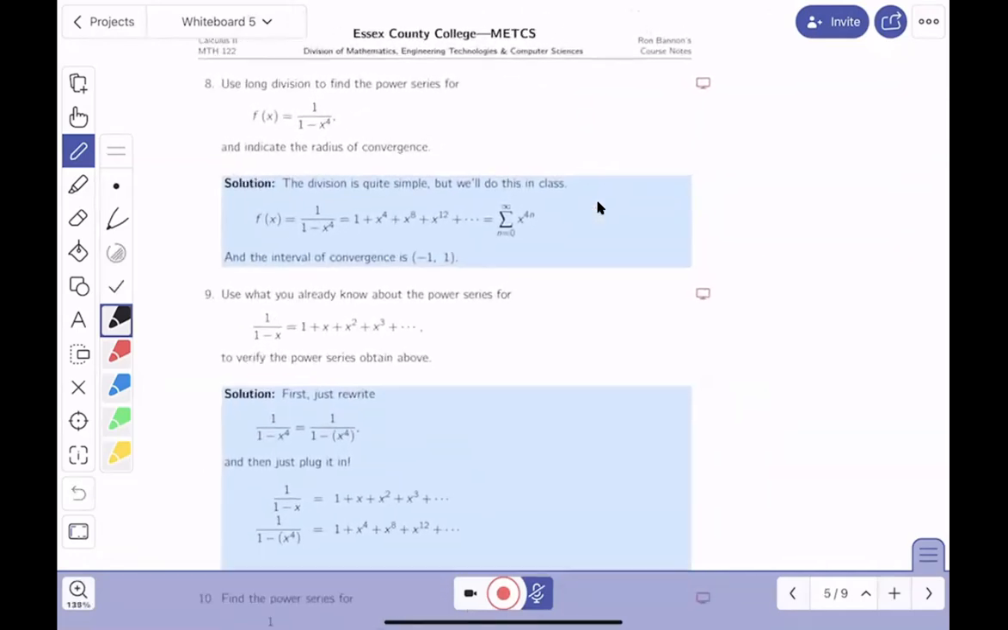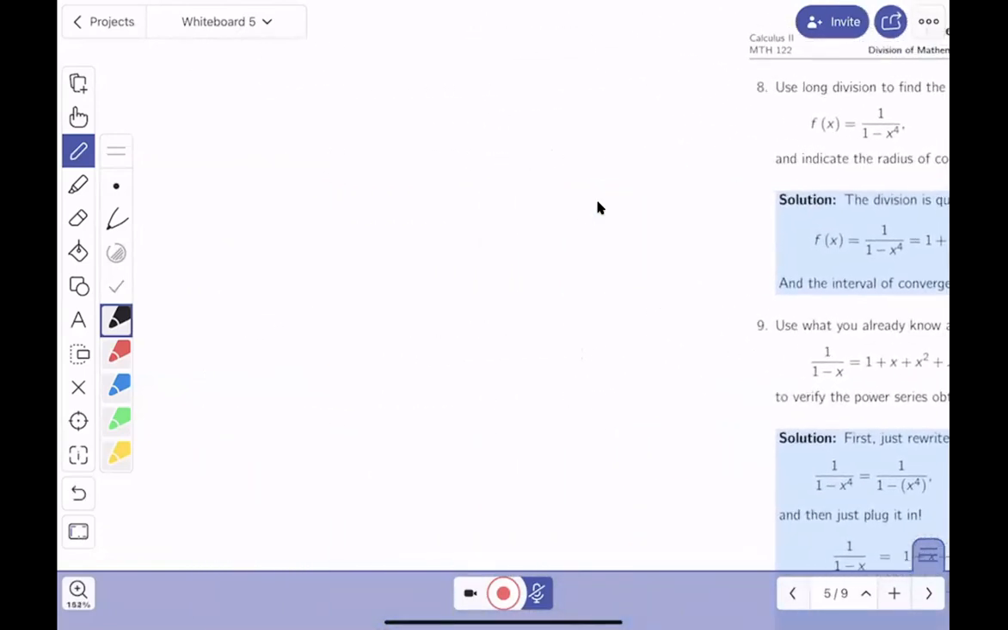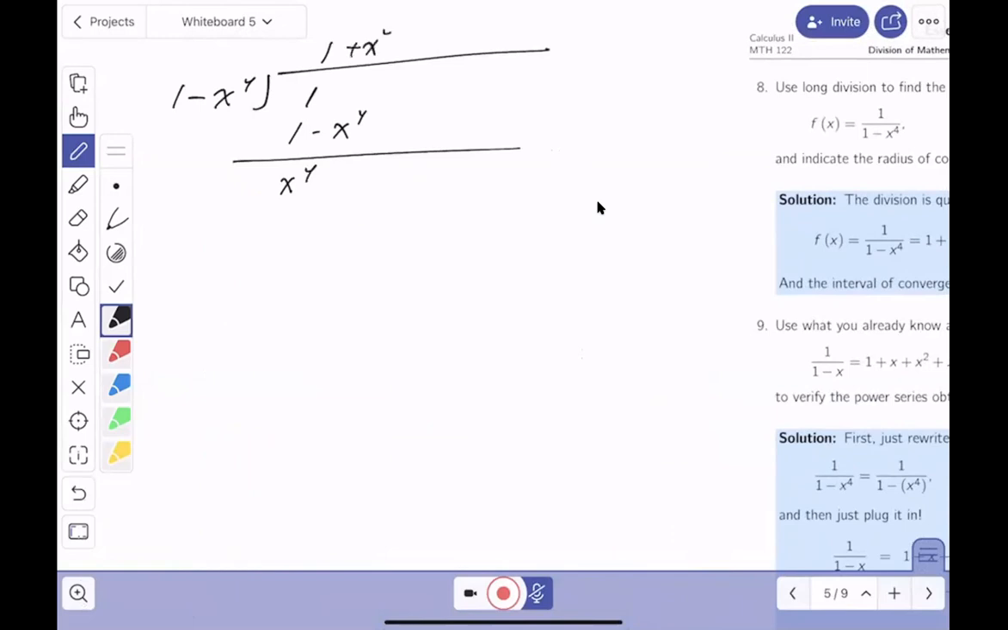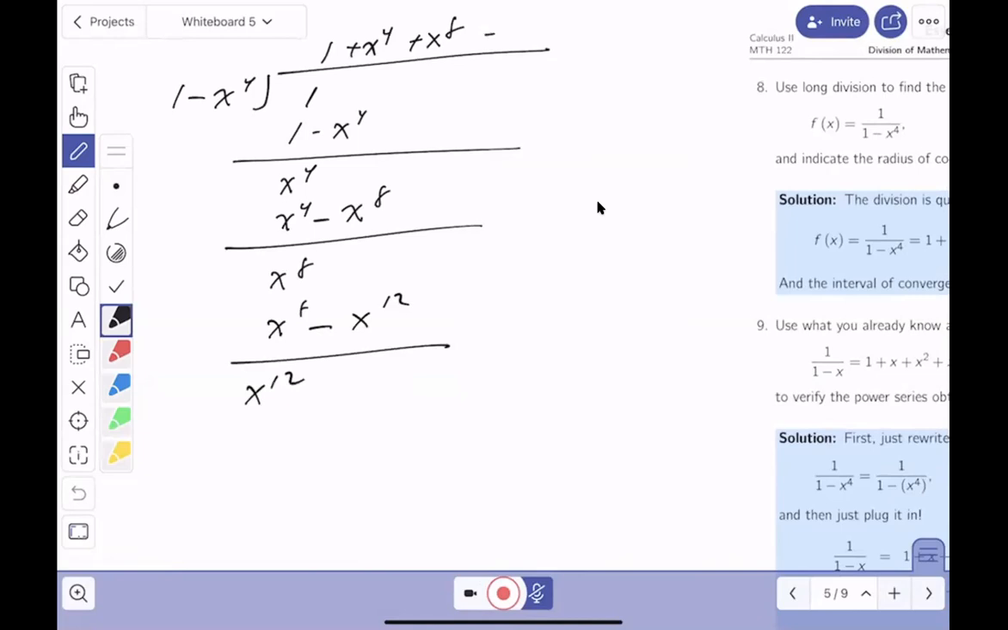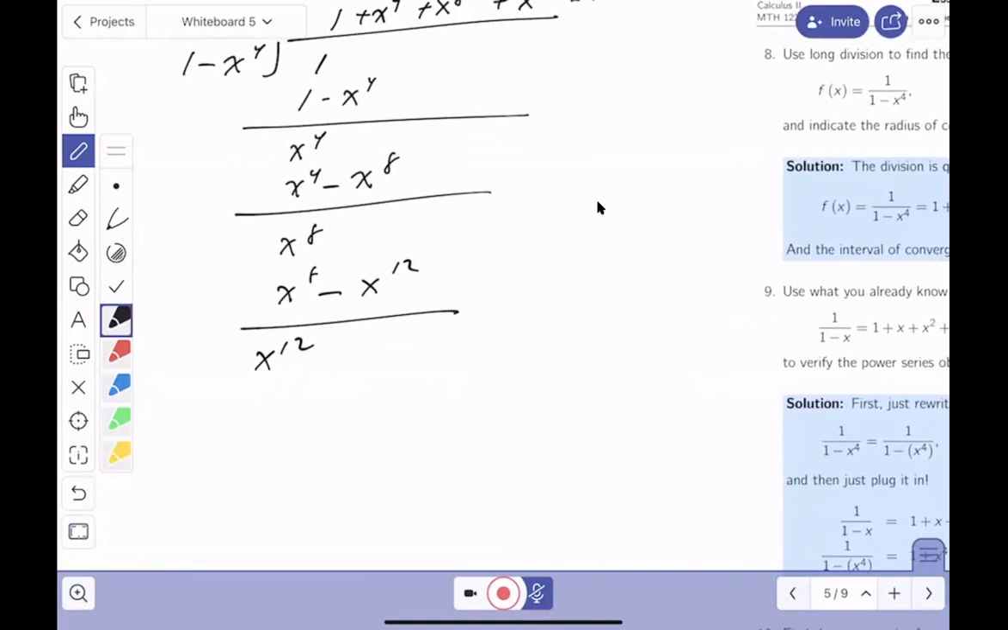And let's take a look at this one. It says use long division to find a power series for this. Well, I'm going to do as told. And the long division for that, let's write that down for you. It's going to be 1 minus x^4 divided into 1. Well, that would be 1 minus x^4. Subtract, you get x^4. That's plus x^4. x^4 minus x^8. That's going to be plus x^8. That's going to be x^8 minus x^12 now. You get x^12 over here. I think you get the idea. So I'm going to say yada, yada, yada. So I can write the power series down for this.